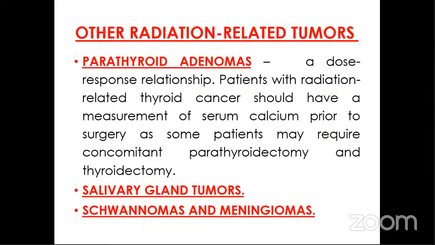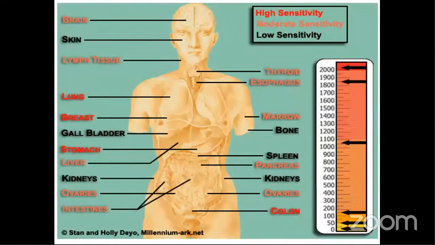باراثايرويد ادينوما. وبالتالي العيانين دول زي ما هعمل له سكريننج بالالترا ساوند او بالبالبيشن او بالكلينيكال انفستيجيشن او بالتي اس اتش او الى اخره، كمان هعمل له استيميشن اوف سيرم كالسيوم، علشان اللي منهم السيرم كالسيوم هيعلى نتيجه ديفلوبمنت اوف ادينوما he will require parathyroid excision during the procedure of thyroidectomy. Another types of tumors هو السليفري جلاند تيومرز والشوانوما والمننجوما.